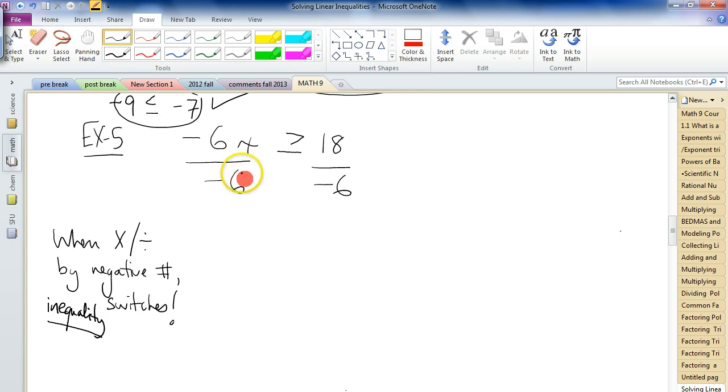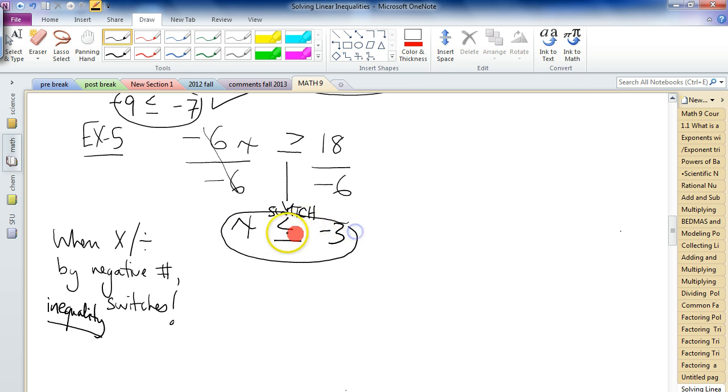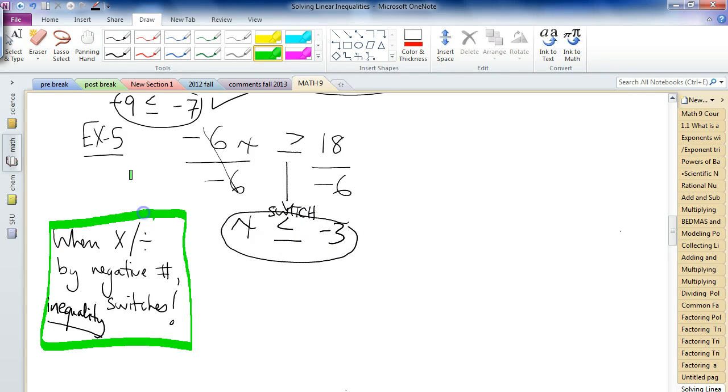So that still becomes just x, but instead of being greater than or equal to, we're going to switch the inequality. Switcheroo. 18 divided by negative 6 is still negative 3, just the inequality has been switched now. That's important. Okay, now that's solved, and we can graph it freely.